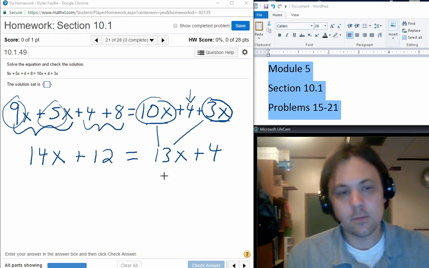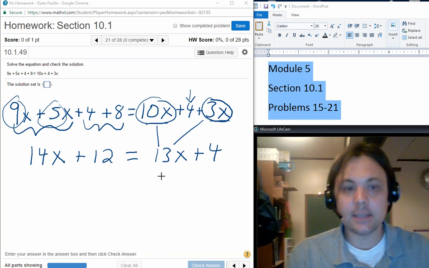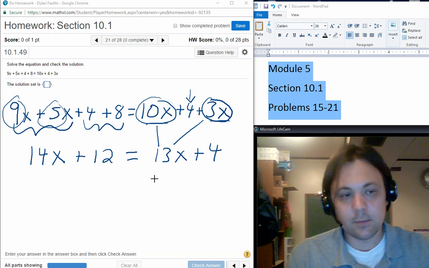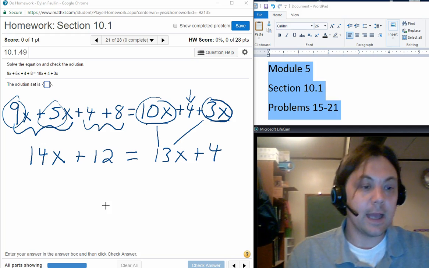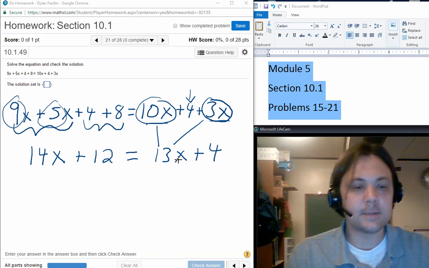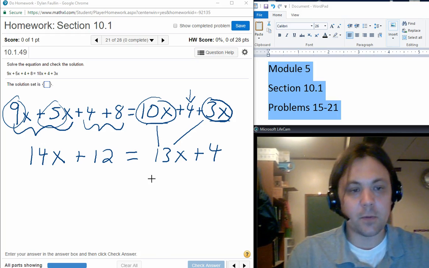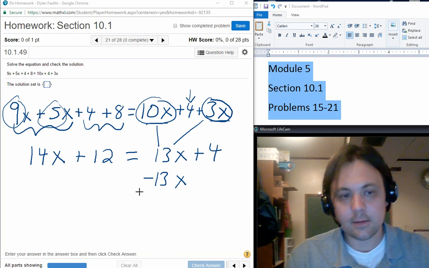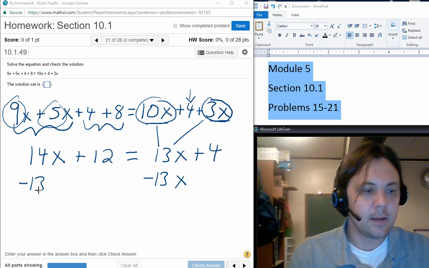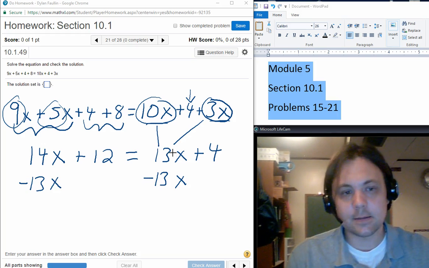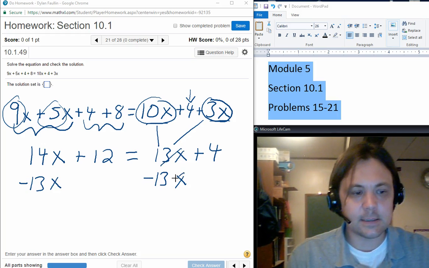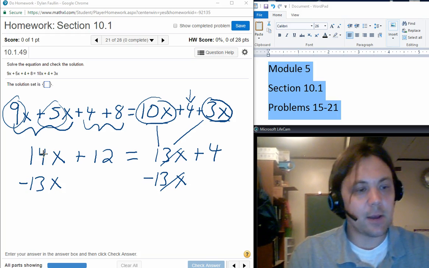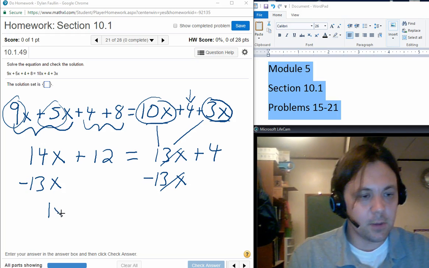All right, so once you've simplified the left-hand side and the right-hand side first, it becomes an equation very similar to the ones that we were doing previously. We want to get x by itself on one side of the equation. I'll start by getting rid of x from the right-hand side. I can cancel out the 13x by subtracting 13x from the right-hand side. To balance that out, I've got to do the same thing to the left-hand side. So the 13x's are going to cancel out on the right-hand side. And then on the left-hand side, we have 14x minus 13x, which will be 1x.